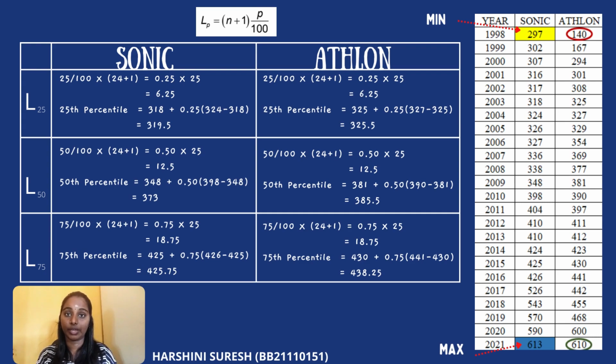And the last one for Athlon will be the 75th percentile. We take 75 over 100 times (24 plus 1), we will get 18.75. In the data set, the 18th rank will be 430. We take 430 plus 0.75 times (441 minus 430). The answer for the 75th percentile will be 438.25.